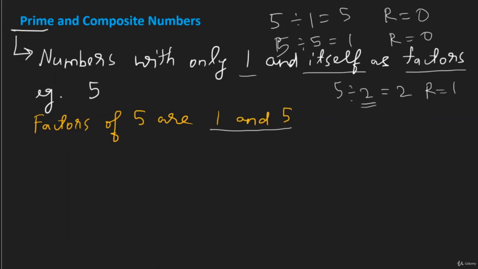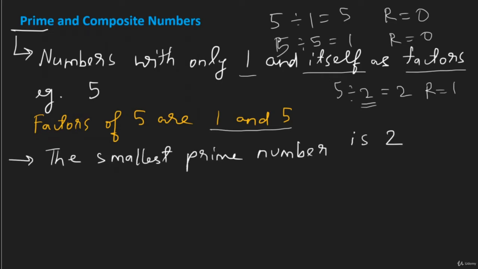Alright, now what is the smallest prime number? Let's just think a little bit more about prime numbers. The smallest prime number is 2. You can see that 2 only has 1 and 2 as its factors. 2 divided by 1 is 2 and the remainder is 0. 2 divided by 2 is 1 and the remainder is 0.